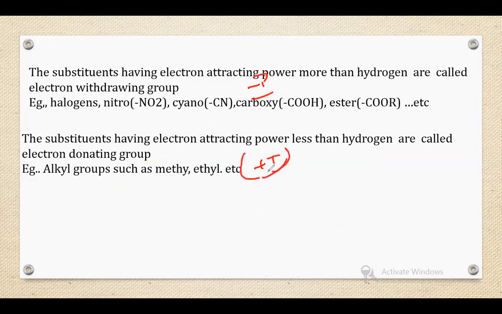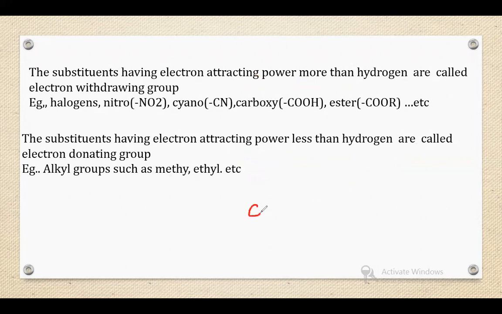In negative inductive effect, the substituent group has the attracting power. In the case of a negative group, it has more electron withdrawing capacity, giving negative inductive effect. Positive inductive effect comes from an electron donating group, such as all the methyl groups. From this, we can clarify with an example.